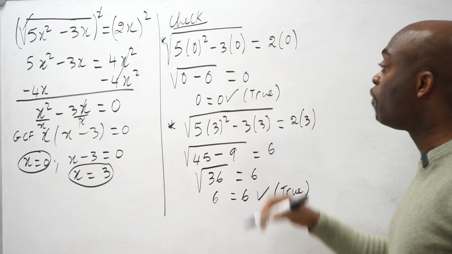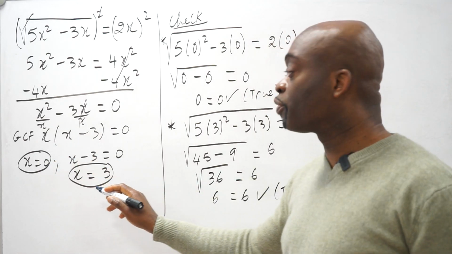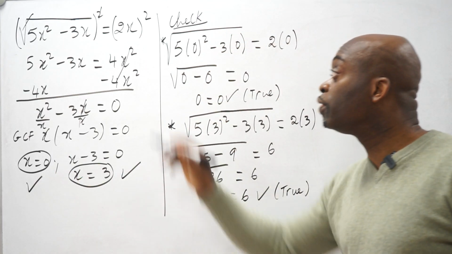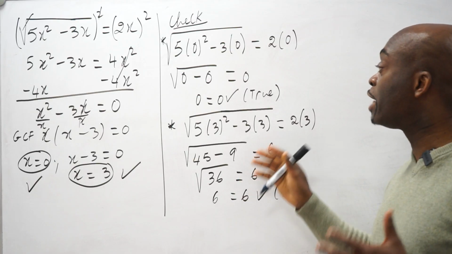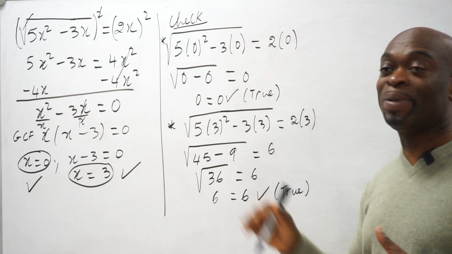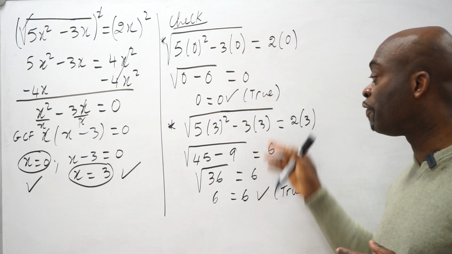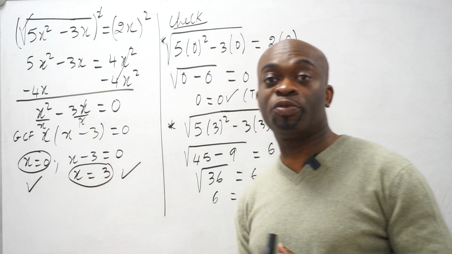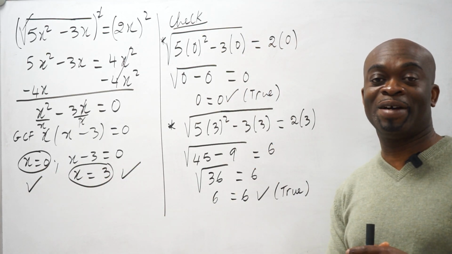So that means for both of them, x equals 0 and x equals 3 are indeed solutions to the radical equation. If in case you have a false statement for any of these, that means that particular solution is not actually a solution. But in this case, both of them are true statements. So x equals 0 and x equals 3 are indeed correct answers for this problem here. All right? Thank you.